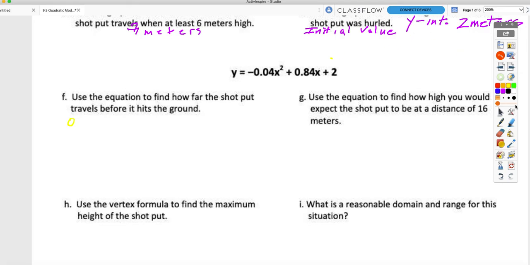Y is going to be equal to 0 because we're talking about an x-intercept. We're going to set that equal to 0. So negative 0.04x squared plus 0.84x plus 2 will give me both x-intercepts, and one of those is going to be where that shot put hits the ground.